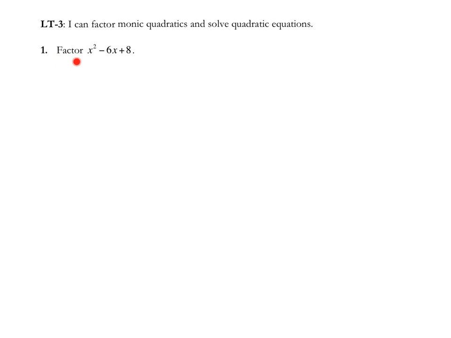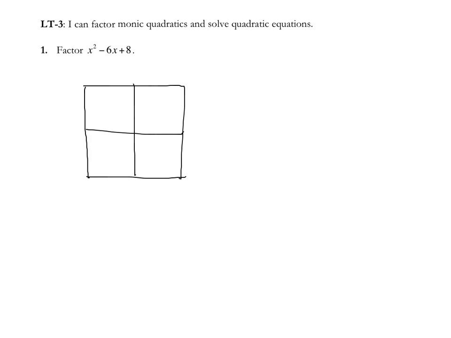If the directions say factor, that just means we want to break this quadratic into the product of two other expressions. So if it says factor, our answer is going to look like the product of two other expressions. Any monic quadratic is always going to factor into x plus a number times x plus another number. And so we're going to use a multiplication box to try to figure out what those two expressions are.